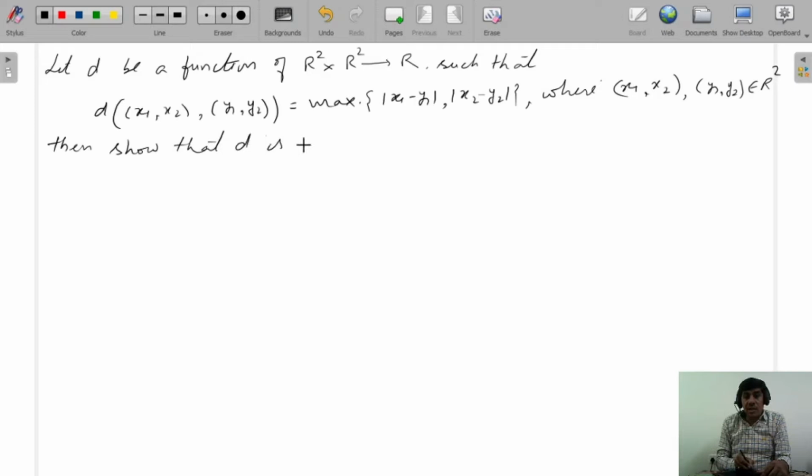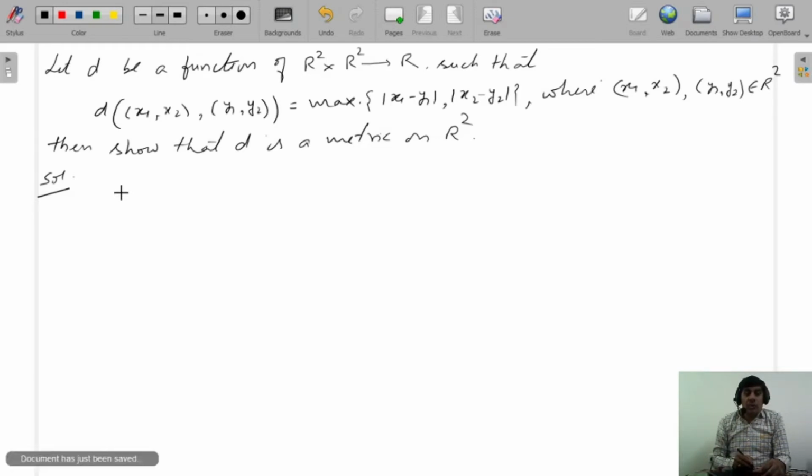Then show that D is a metric on R square. So to prove D is a metric on R square, we will prove the four properties of metric.